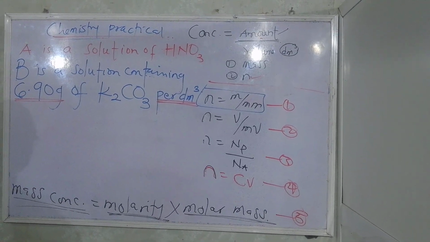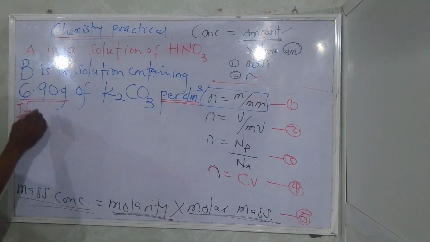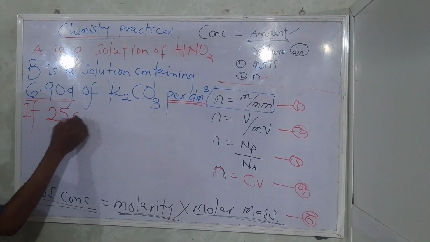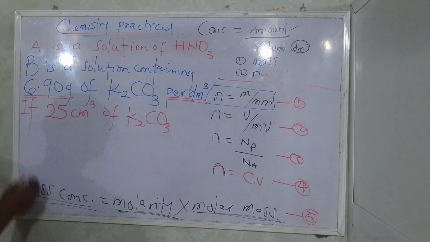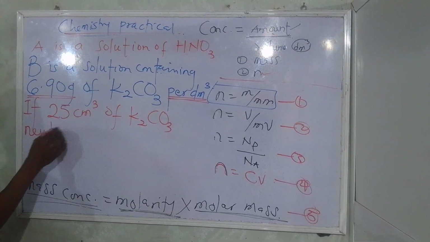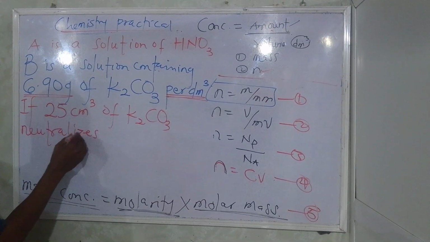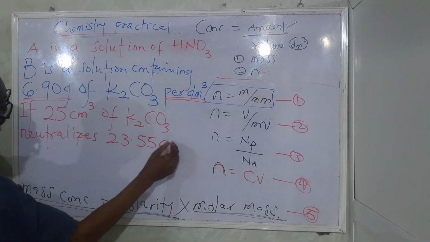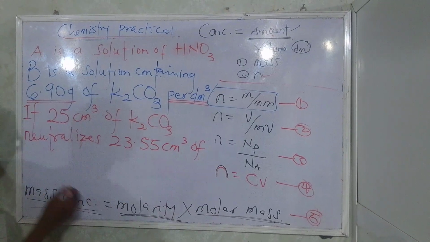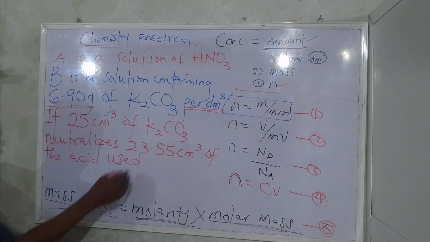Let's continue. If 25 cm cube of K2CO3 neutralizes 23.55 centimeter cube of the acid, using methyl orange as indicator. So they use methyl orange as the indicator.